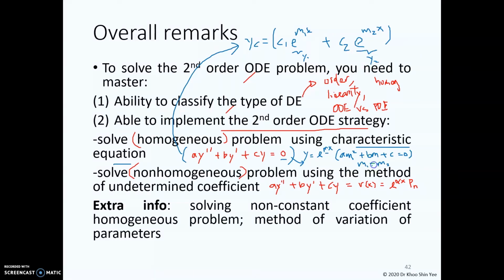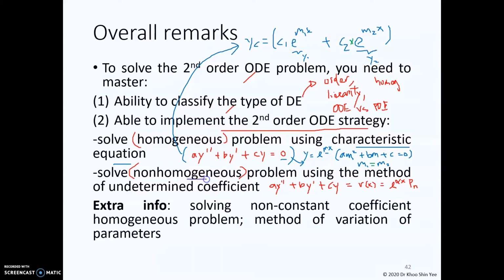If m1 is equal to m2, then your y1 solution will be linearly dependent with the y2 solution, which is not good. So you need to perform the treatment by multiplying the second solution with the independent variable. By doing this, now the y1 and y2 solutions are linearly independent.